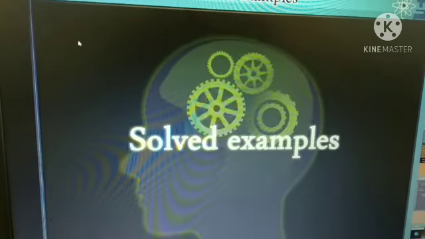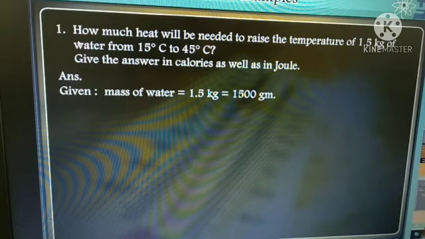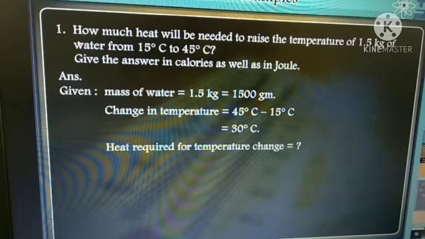Solved examples. How much heat will be needed to raise the temperature of 1.5 kg of water from 15 degrees centigrade to 45 degrees centigrade? Give the answer in calories as well as in joule. Answer: mass of water is equal to 1.5 kg equal to 1500 gram. Change in temperature is equal to 45 degrees Celsius minus 15 degrees Celsius, that is equal to 30 degrees Celsius.